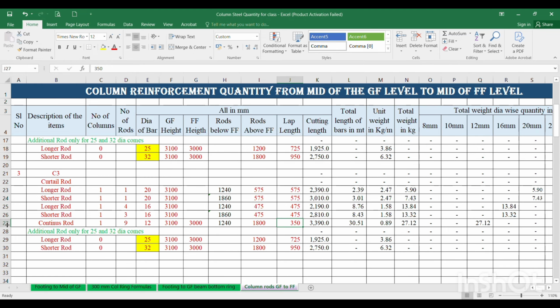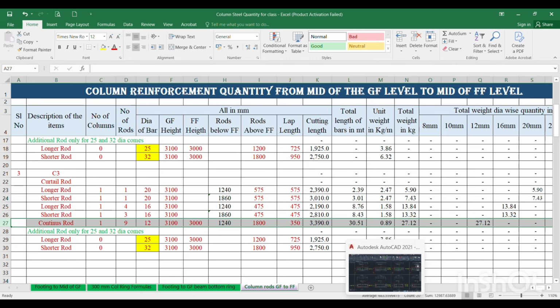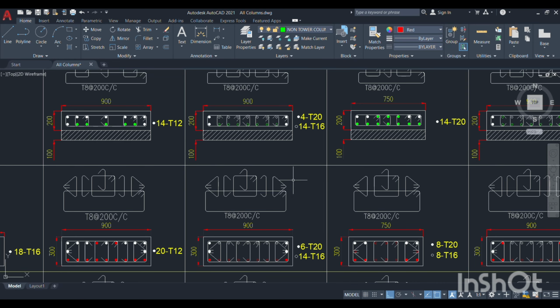Next, then what is the continuous rod over here? So all curtail rods we have finished. Then what is the continuous rod over here? You see all these lower rods are getting curtailed. Then this is the upper rods. In this upper rods, this 20 is going continuous and this 20 is going continuous, as there are 4 number of 20 over here. Then this 4 number of 20 dia rod is continuous rod.